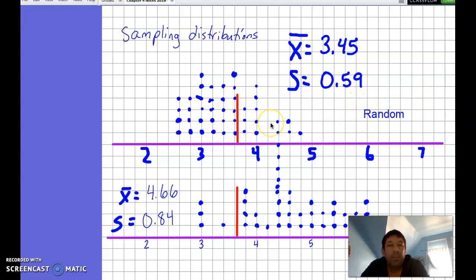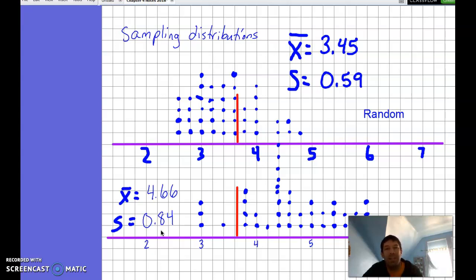And you can see a couple of things here. One, when we did the random picking of words, we got a mean of 3.45 compared to a mean down here of 4.66. Also, our standard deviation, this S value, when we did it randomly, was 0.59. When we picked, it was 0.84. So that tells us that our data is more spread out when we picked our own words, and it was closer together when we pick these random words.